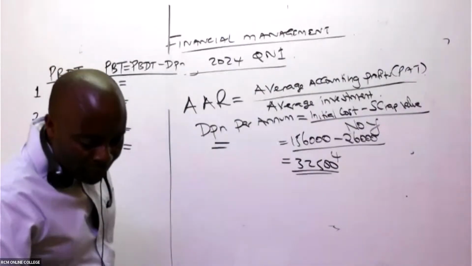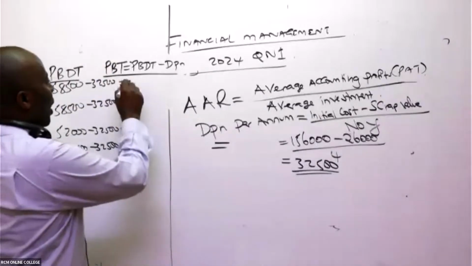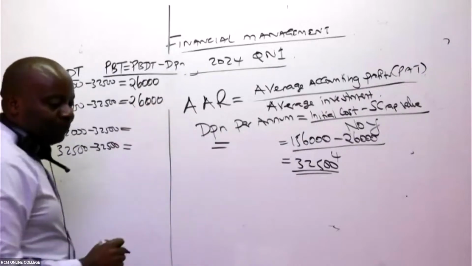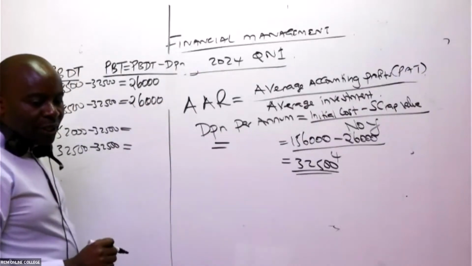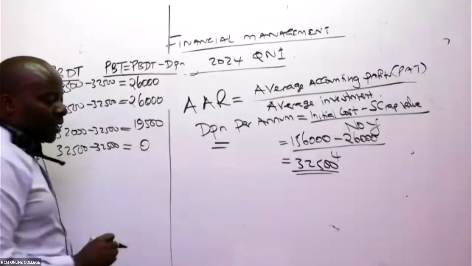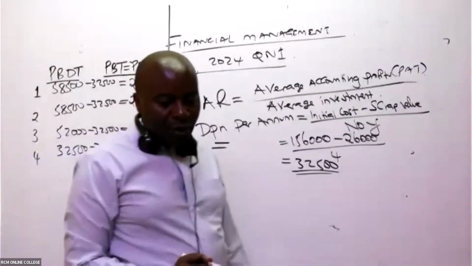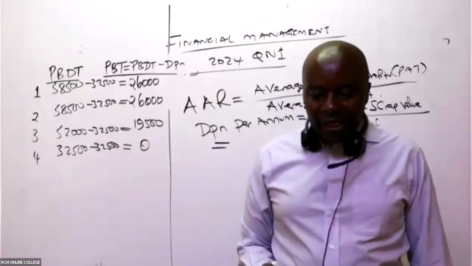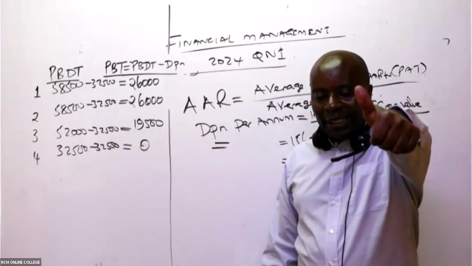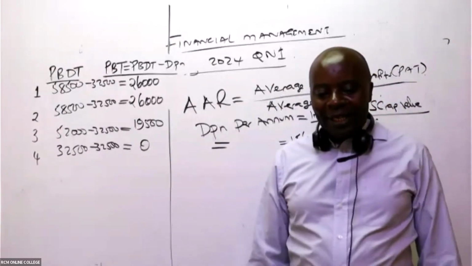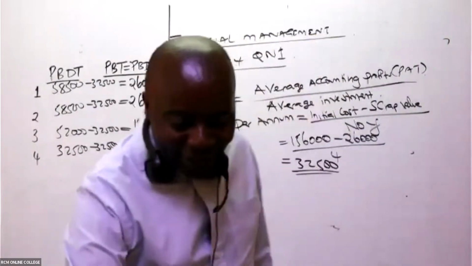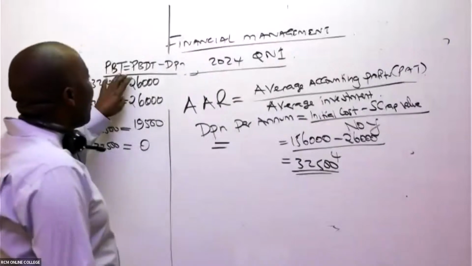So we are getting here 26,000. The first one is 26,000. The second one as well is 26,000. And then we have 19,500, and then we have a 0. Can somebody confirm these figures? Catherine has confirmed them. Are they okay? If they're okay, please put your thumbs up like this, like a ninja. A CPA FM ninja. So these are our now normal accounting profits.